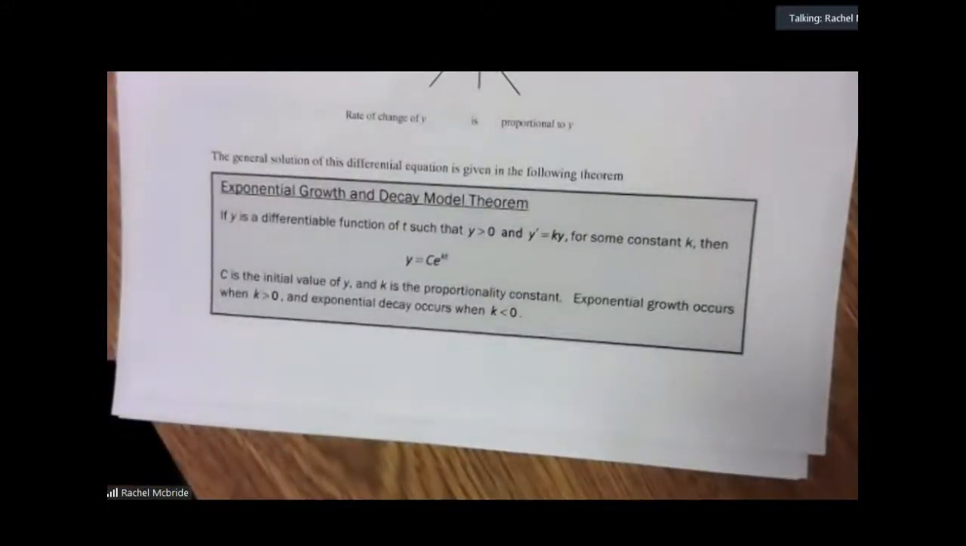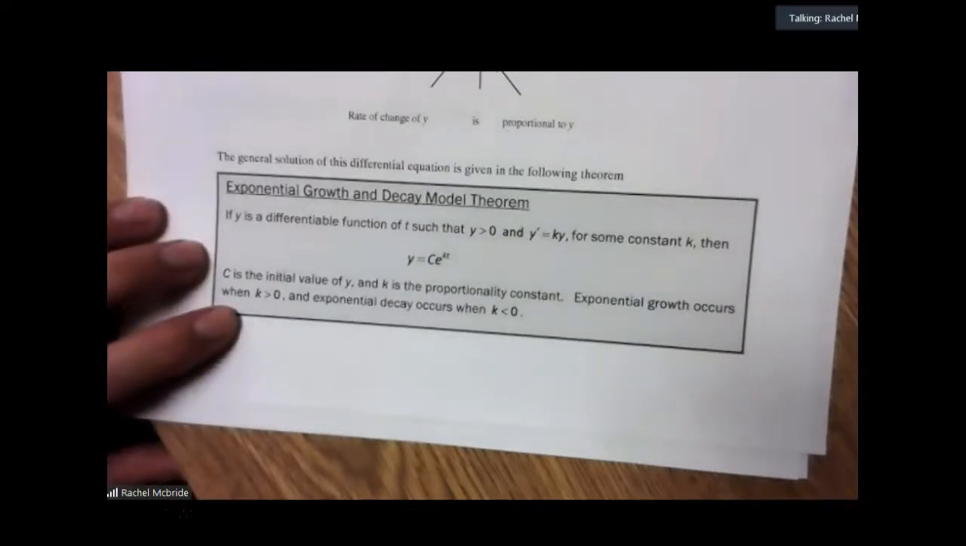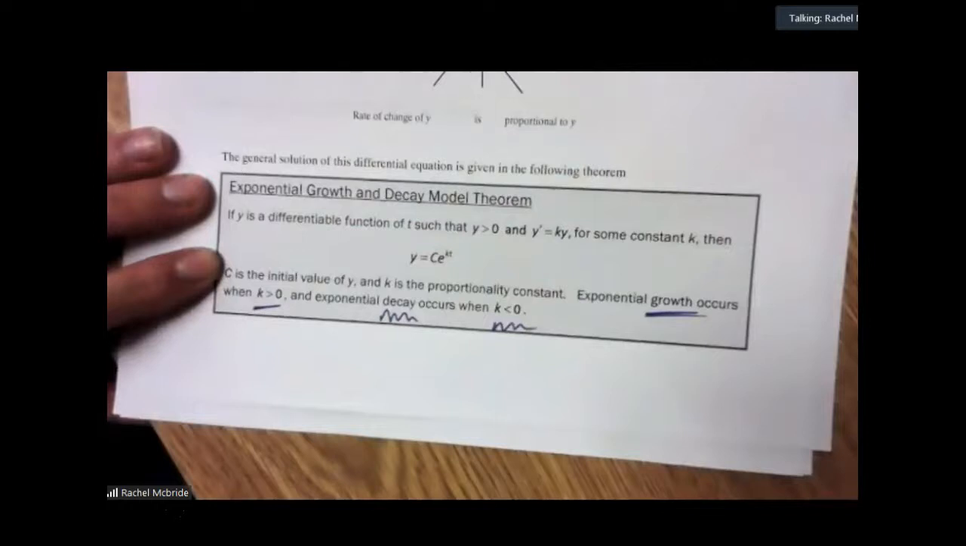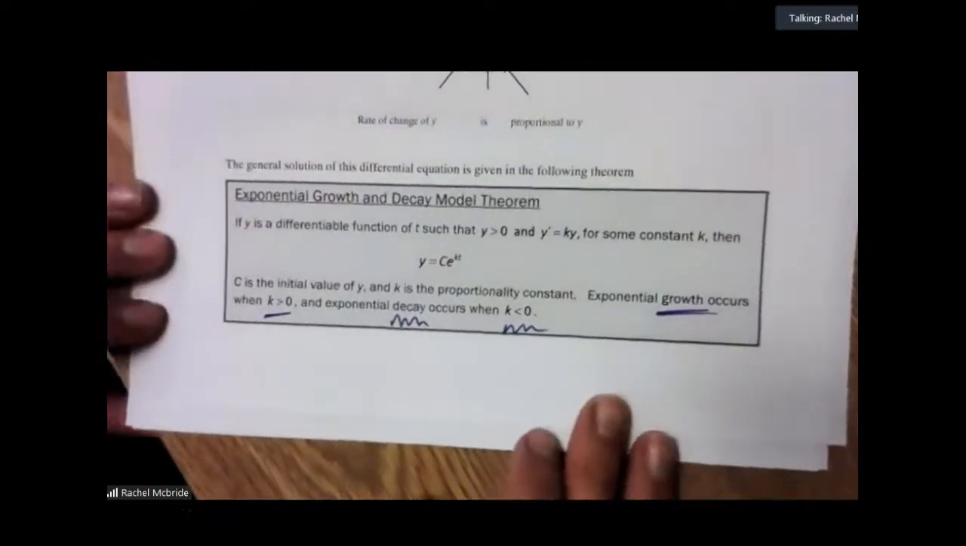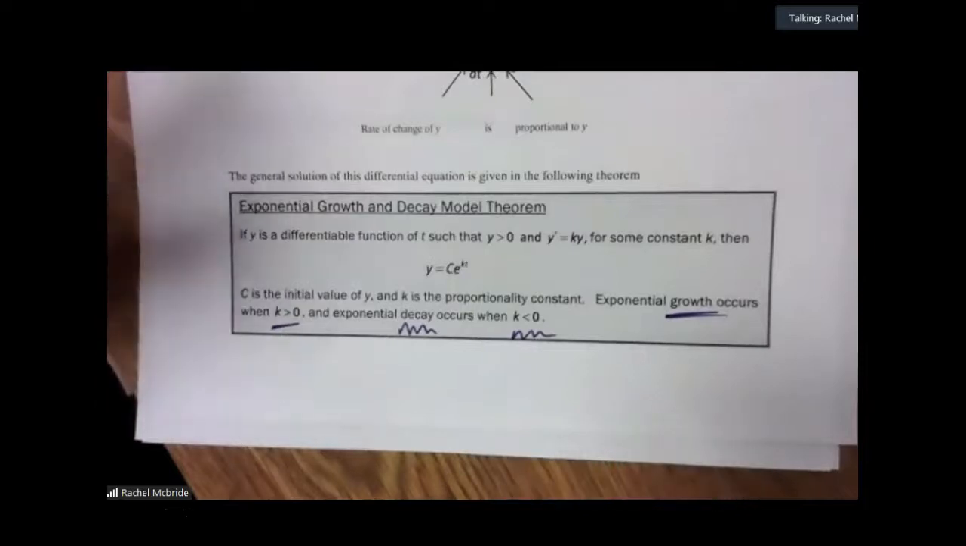C is what we call the initial value. It's kind of like our initial condition. It represents this exponential growth or decay. If k is positive, we have growth. If it's negative, we have decay. And that should make sense even in terms of our derivatives. If you think about a function being positive, then you have an increase. If a function is negative, then you have a decrease.